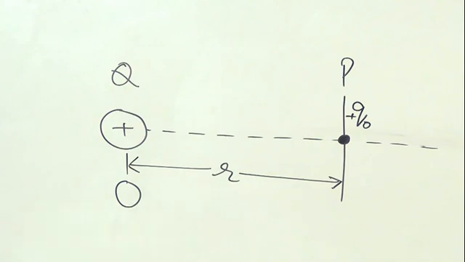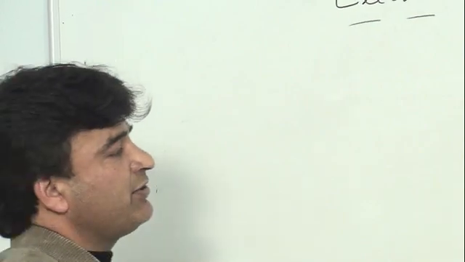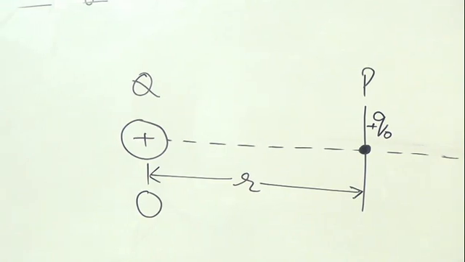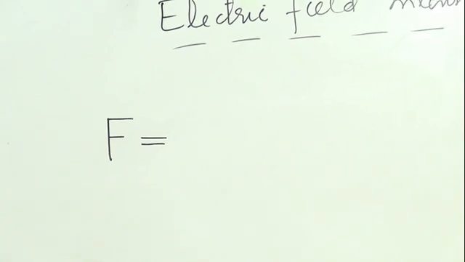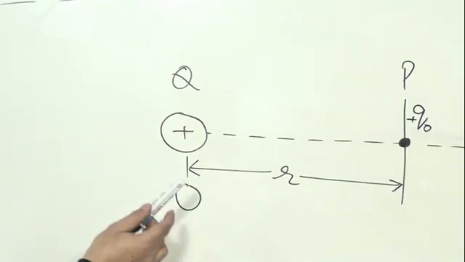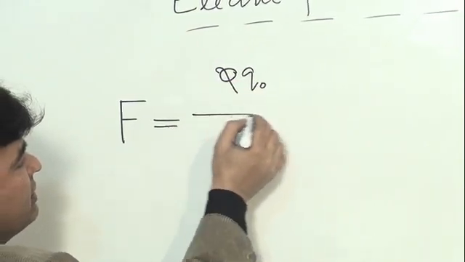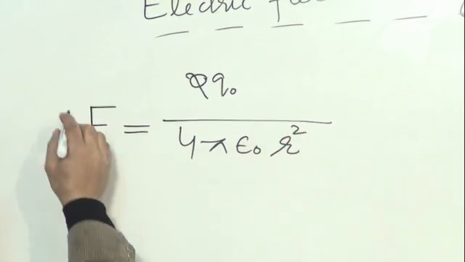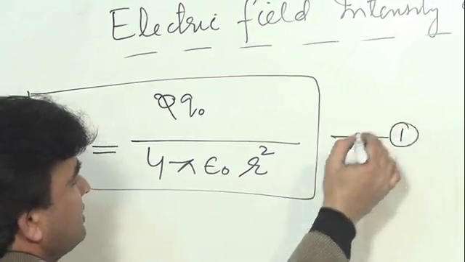Then in the first step, we have to calculate the force experienced by the unit positive test charge by using Coulomb's law. Let F be the force experienced by the unit positive point charge at P due to the source charge at O. Then F by Coulomb's law will be equal to Q Q naught by 4 pi epsilon naught R square, as we have studied from Coulomb's law. Call this equation first.